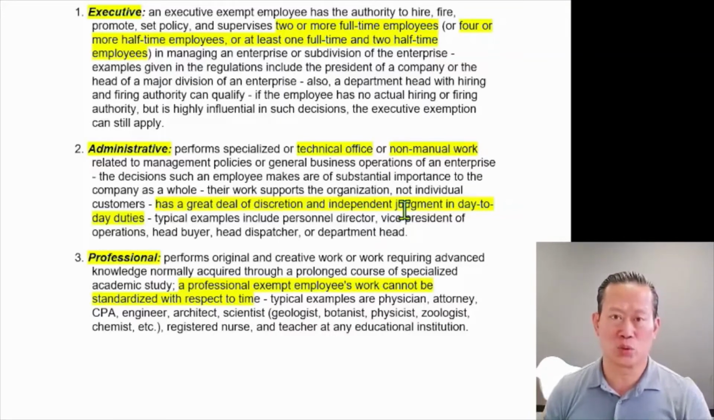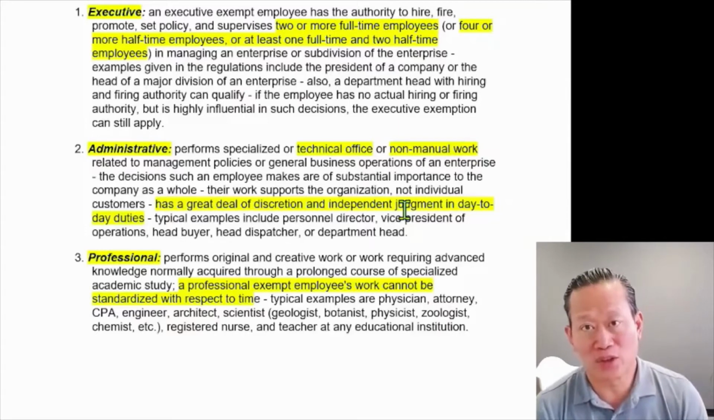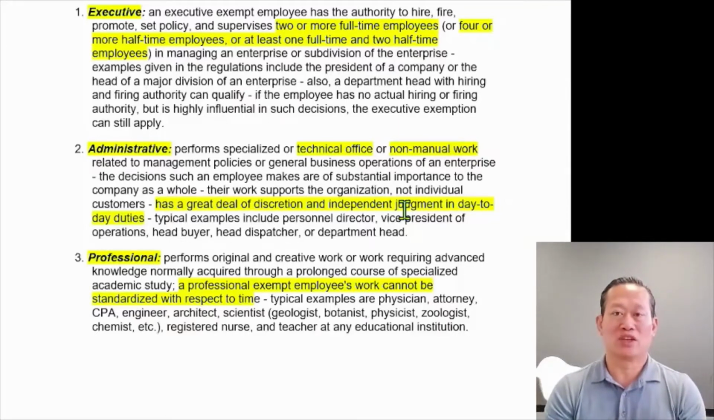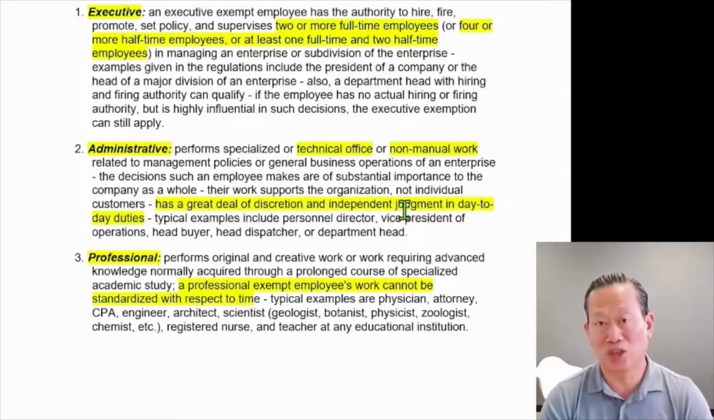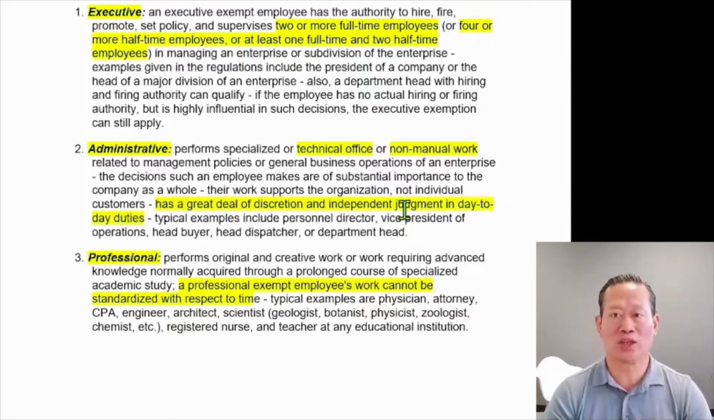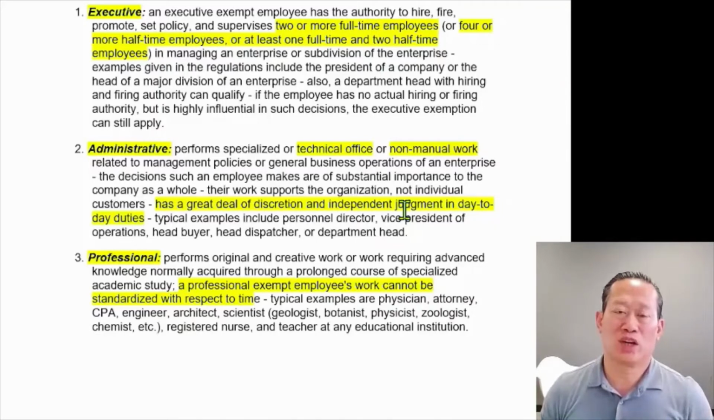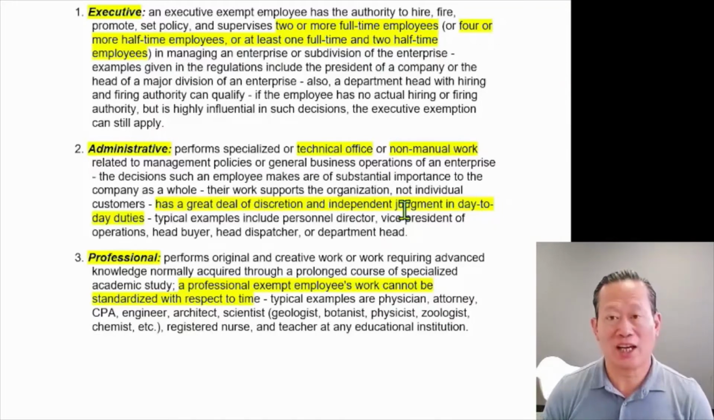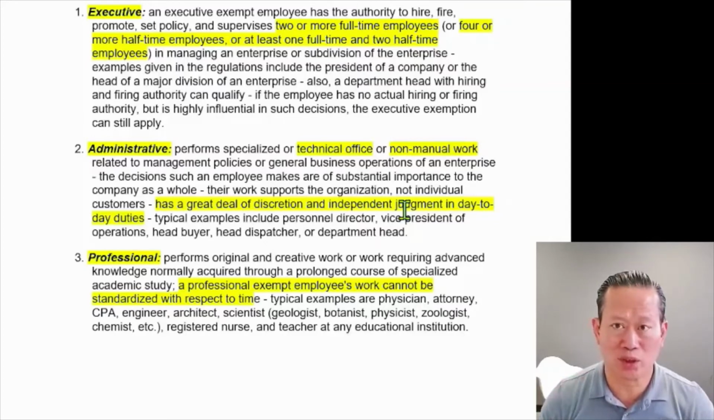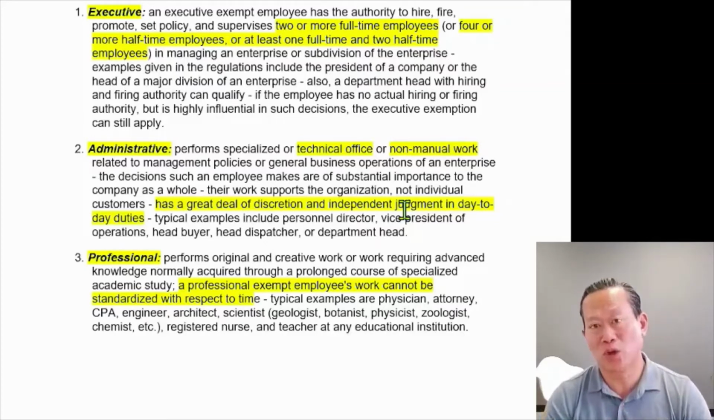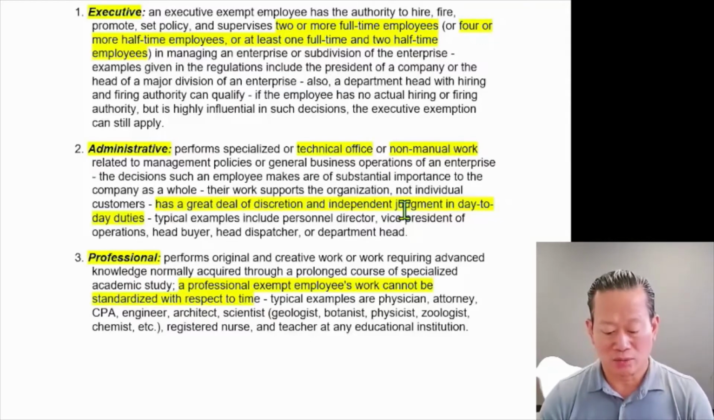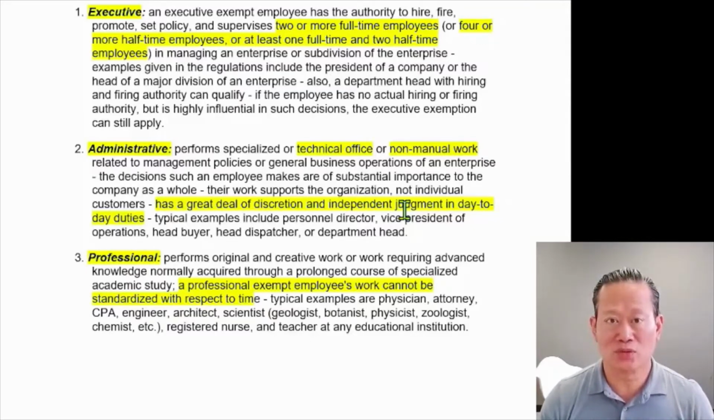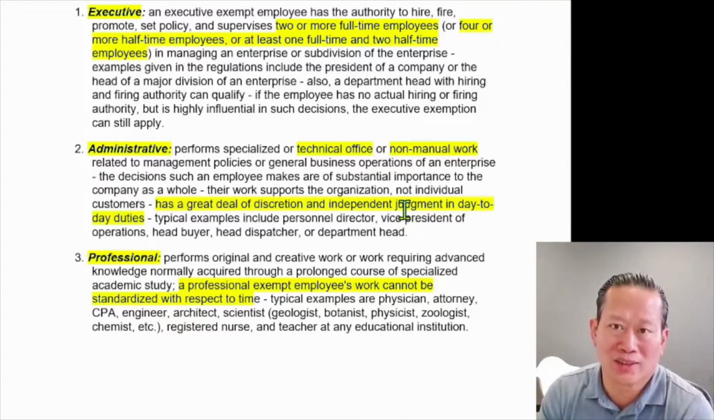So let's go through the first one. Under the executive exemption, that employee must supervise 2 full-time employees or the equivalent of 2 full-time employees. That means you could supervise 2 part-time employees and 1 full-time employee. Add them together, that's 2 full-time employees. What if you have 4 part-time employees? Well, you add them all together, that makes 2 full-time employees if you satisfy the 2 employee requirements.